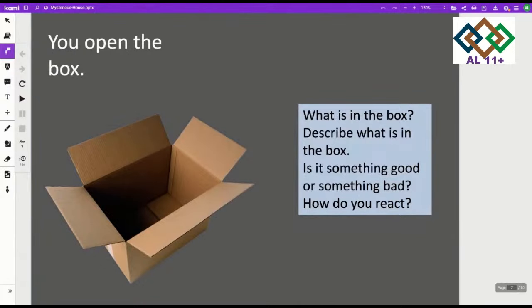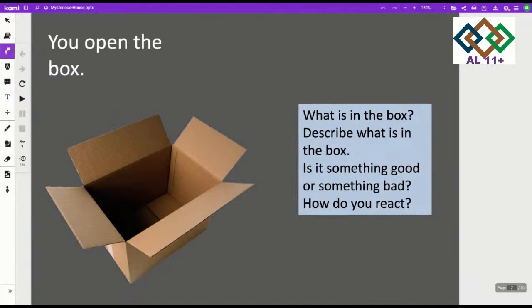Now, how would you feel? Describe what is in the box. Is it something good or something bad? How do you react? After looking at this, remember this is your only hope to escape from this house. You really want to get out of the house, and you saw that this is the box and you really want to go out.